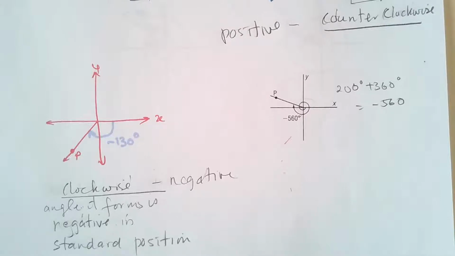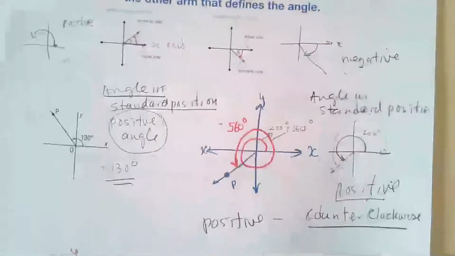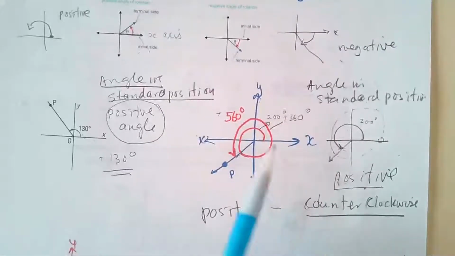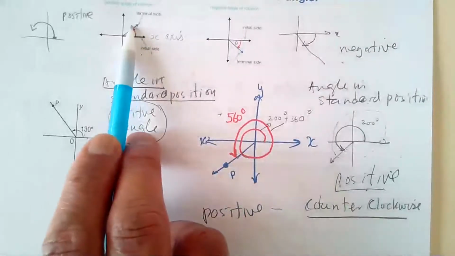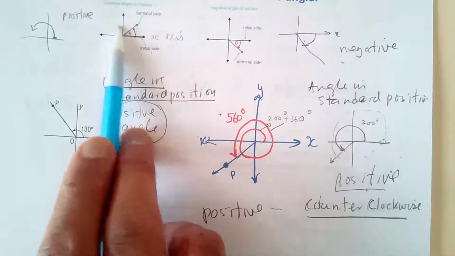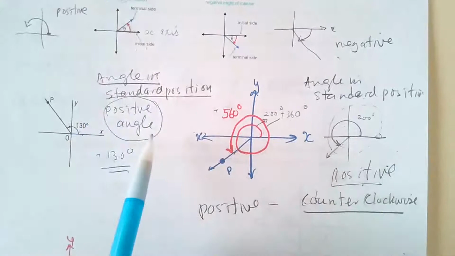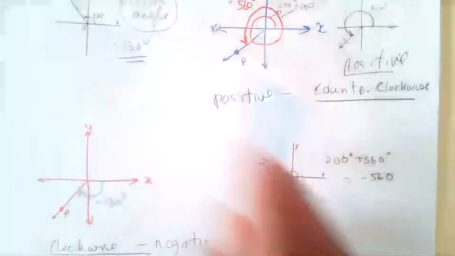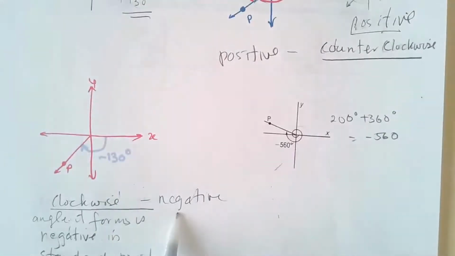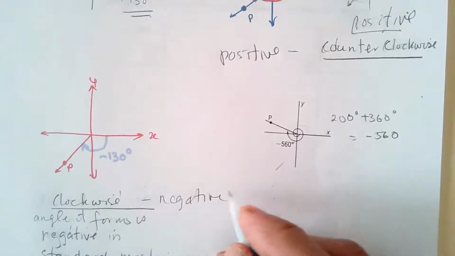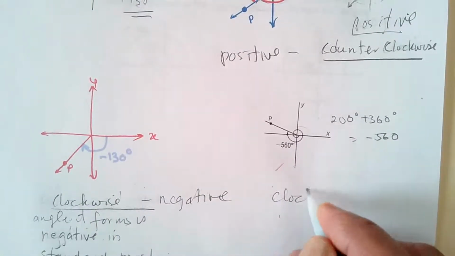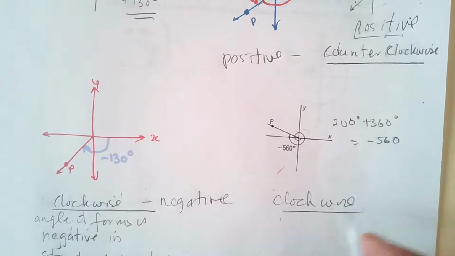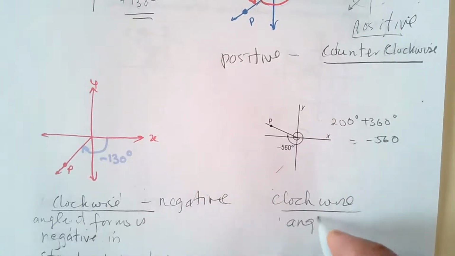Now these are in standard position. So when we start from the initial arm to the terminal arm counterclockwise, the angle is positive. Counterclockwise is positive, and clockwise is negative. So clockwise, the angle is negative.